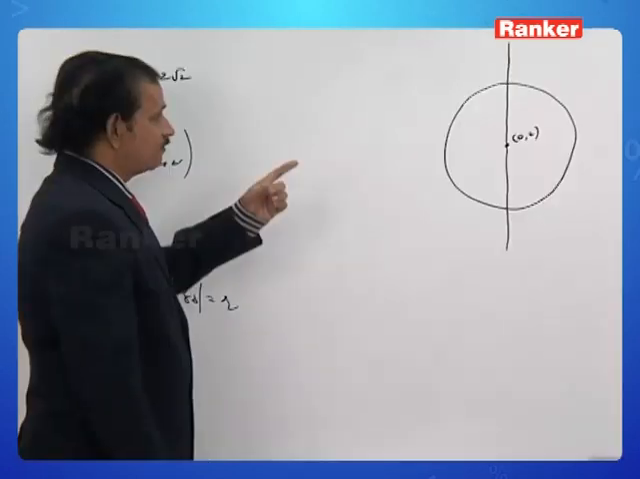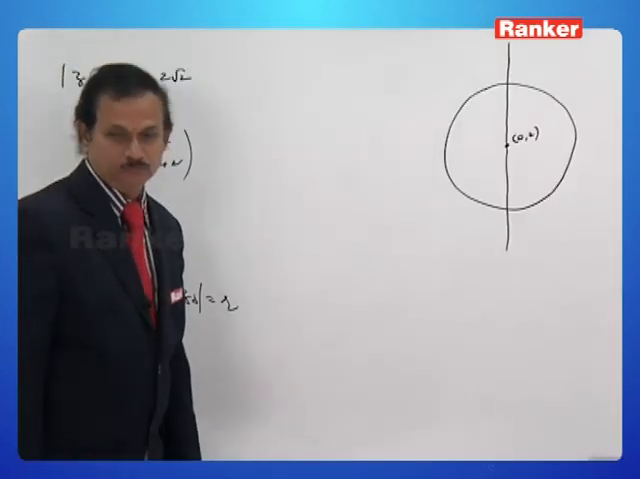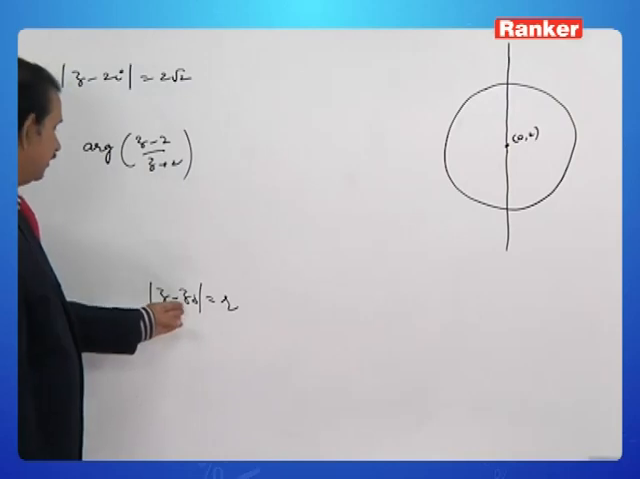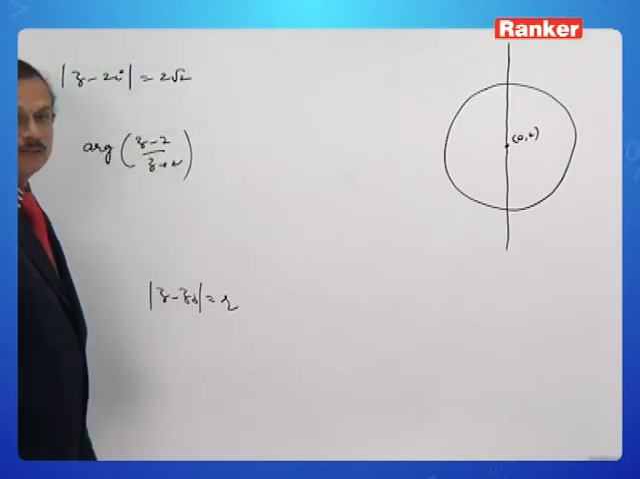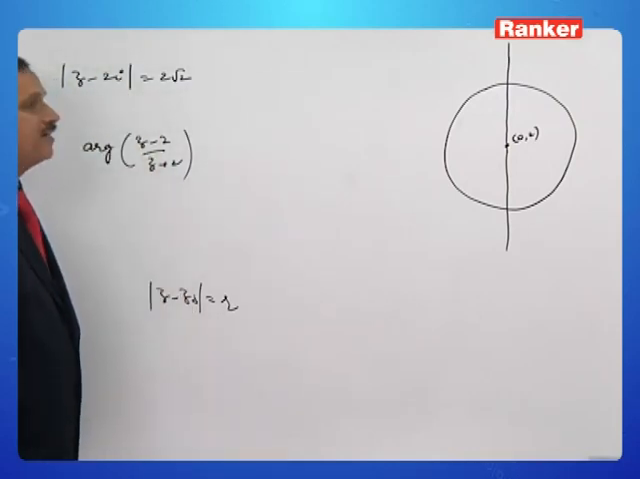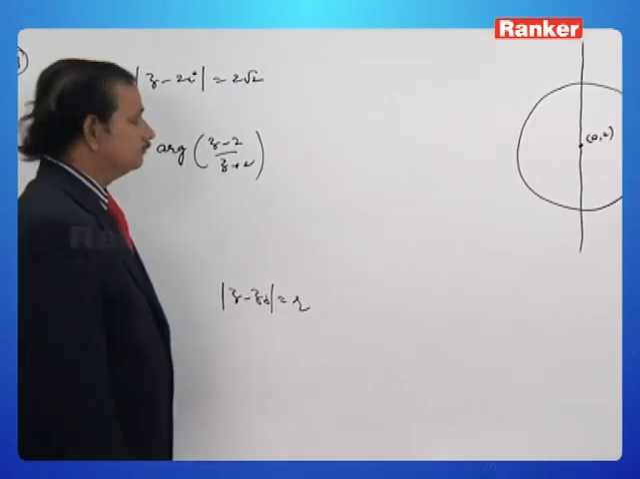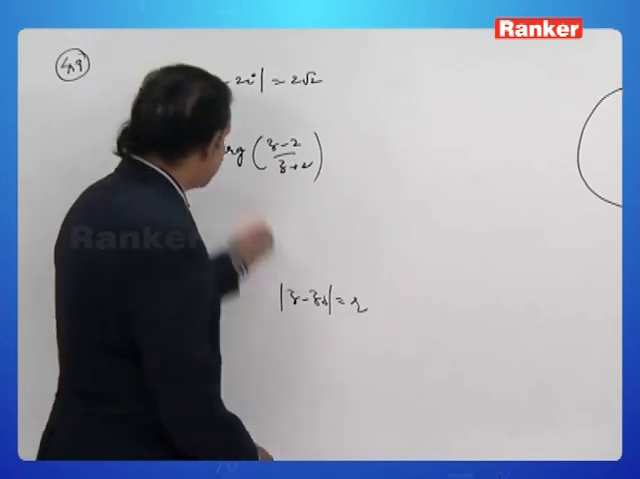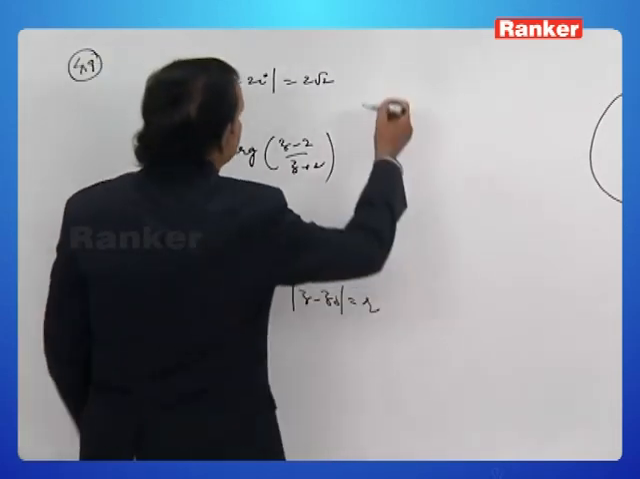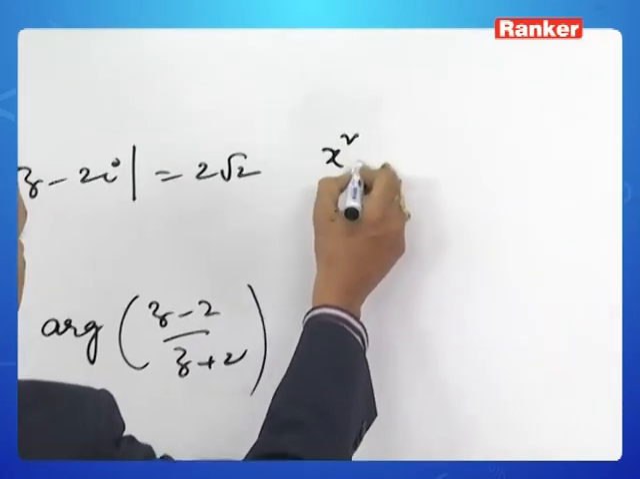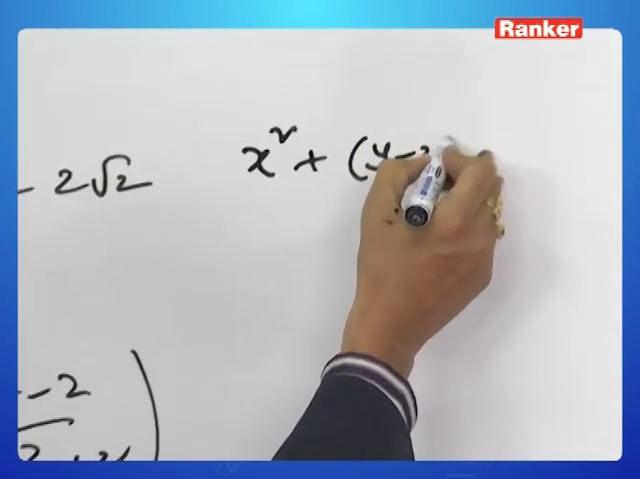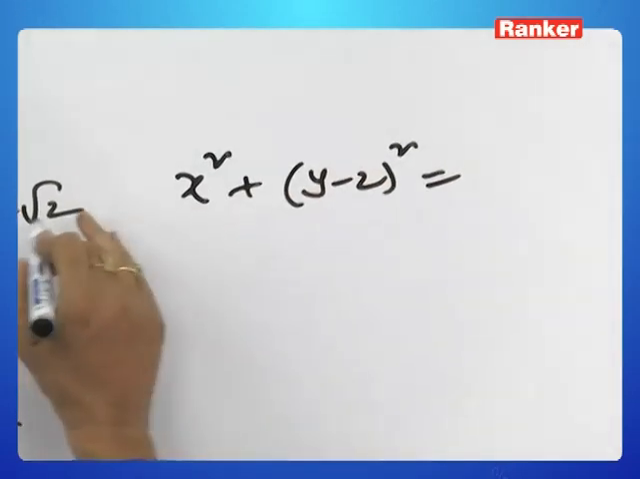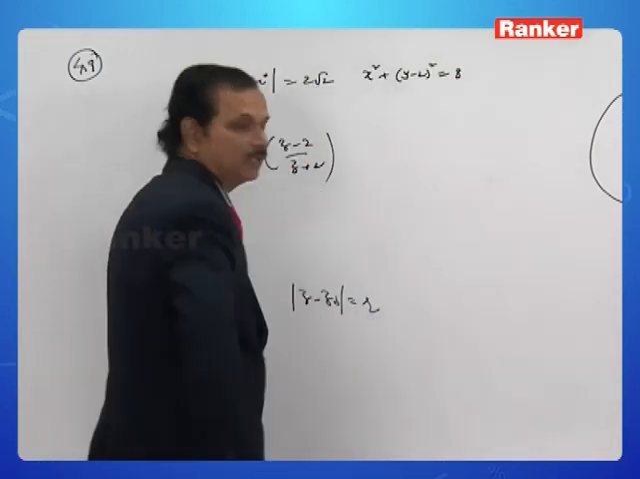The center lies on the y-axis, that is at the point 0, 2. How can we believe that? In the place of z0, we are having 2i. 2i is the point 0, 2. It definitely lies on the y-axis. Well, it's very simple to believe that this equation is nothing but x square plus y minus 2 whole square is equal to 2 root 2 is the radius, it is 2.